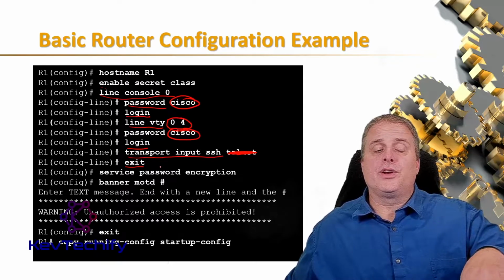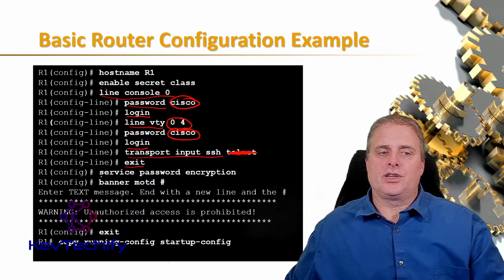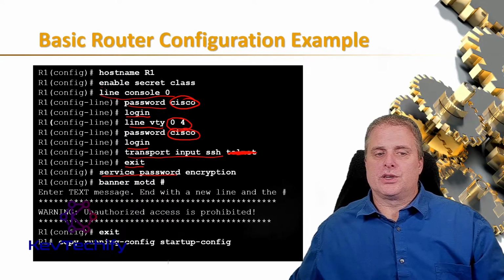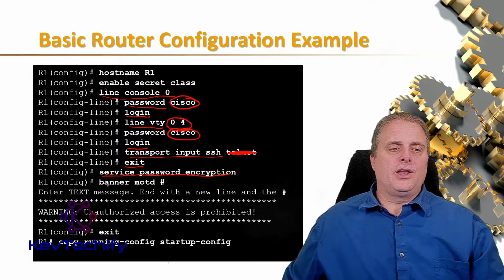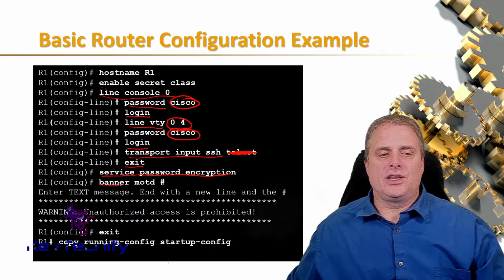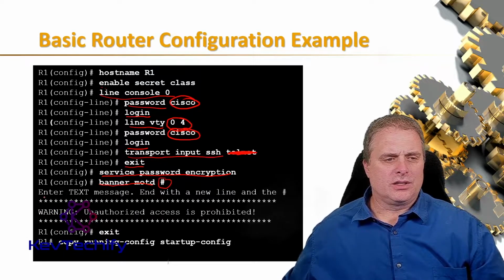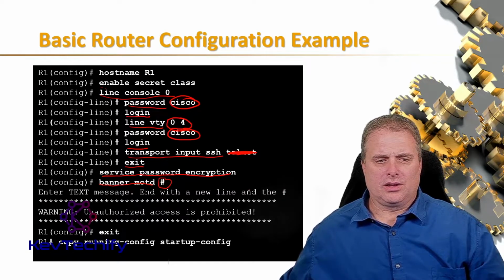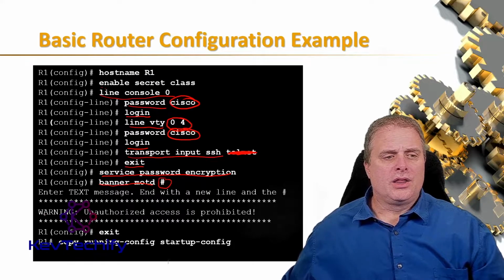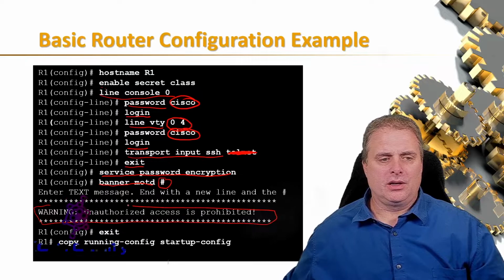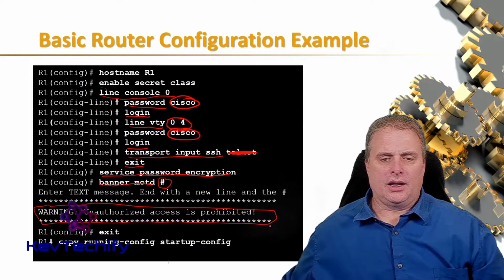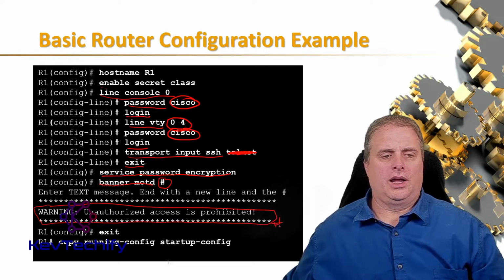Then you encrypt all of your clear text passwords because the operating system does that. So we do a service password encryption. Then you enter in a banner message of the day. Here's our starting delimiter. It gives us a little message right here that says to make sure you end with what we started here. And then this is what you've typed in here. Warning, unauthorized access is prohibited. And the ending delimiter is somewhere down here at this point in time.